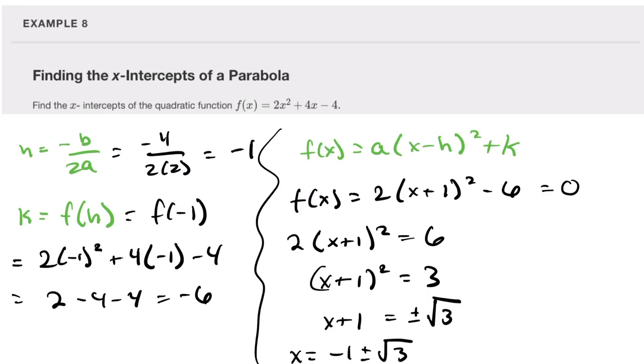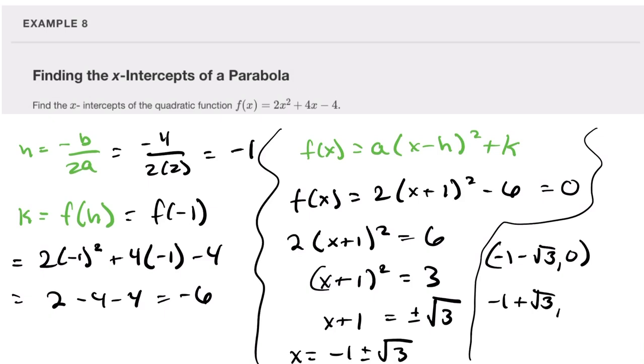Okay. I'll kind of keep working here. So that's it. Those are the exact results for our x-intercept. So we will have negative 1 minus the square root of 3, comma 0. And negative 1 plus the square root of 3, comma 0. All right.